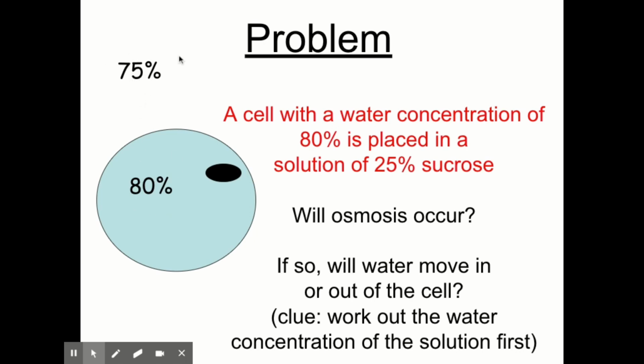So 80%, 75%. Again, I would then annotate my diagram if I was doing this on paper, and I would put HWC on the inside of the cell, LWC on the outside, and draw my arrow from high to low going out of the cell, which means that water will move out of the cell. Okay?